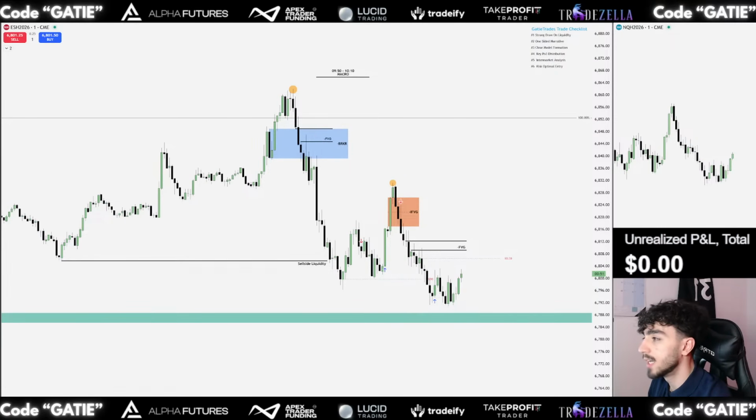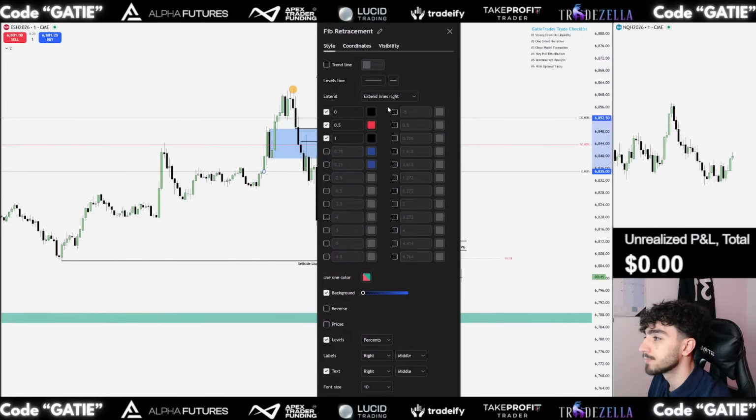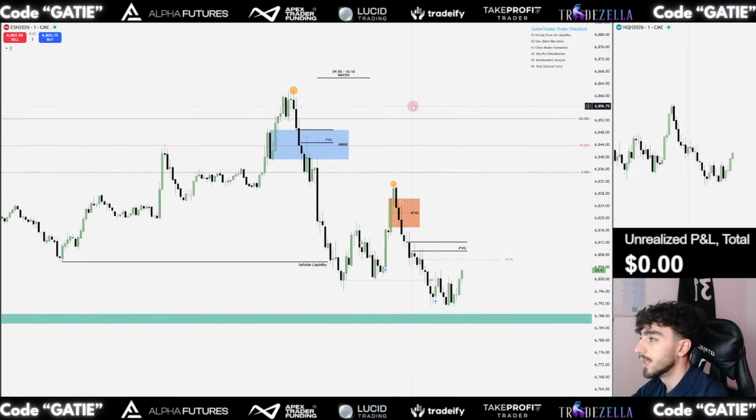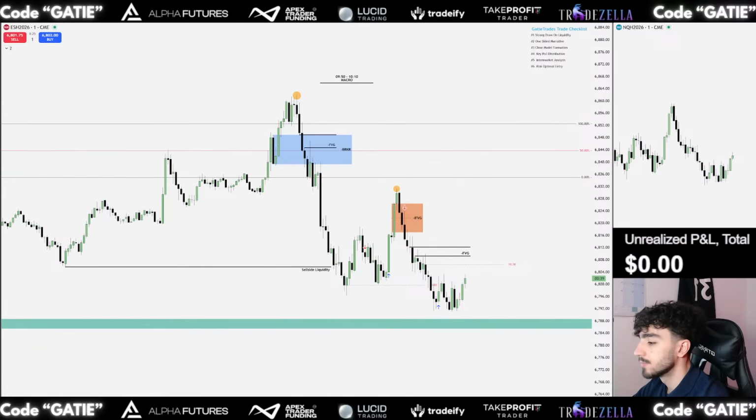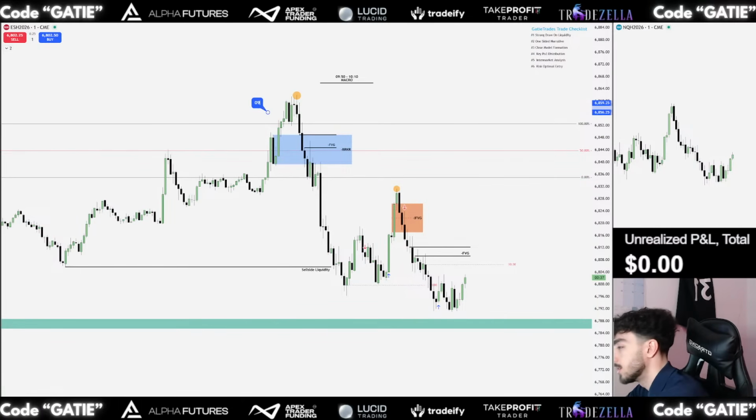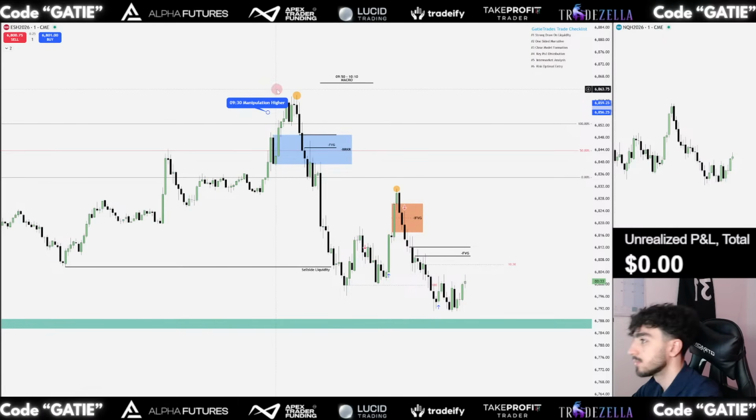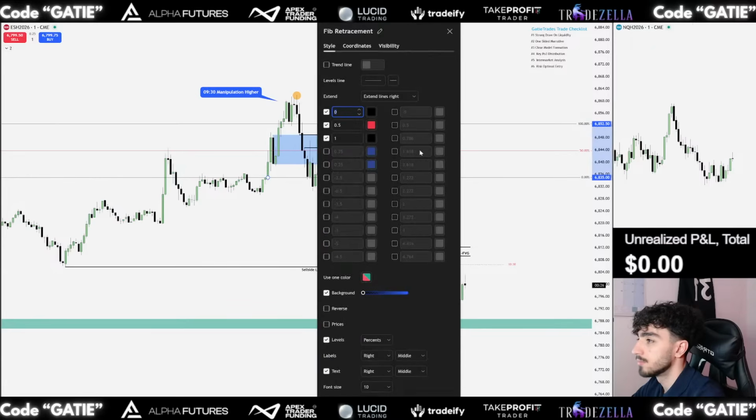It was so good, one-sided. Yeah, so now it's a little bit more clear, right? We have an obvious 930 manipulation. We fill that opening range gap. So let's make some annotations here. 930 manipulation higher. Right? We get that breaker. That's your reversal model, right?